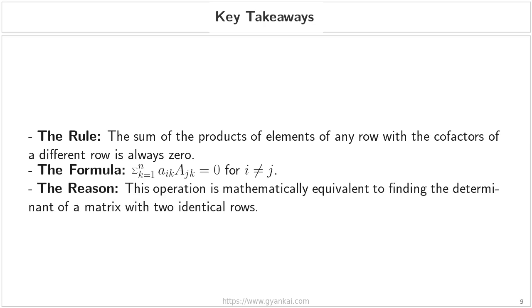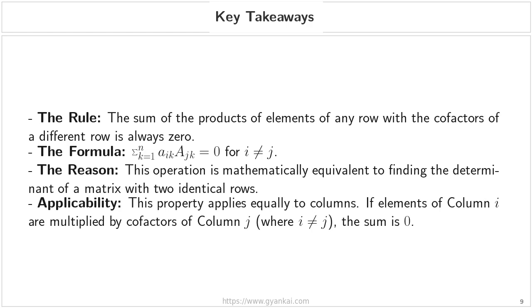Now, if you are wondering why this happens, and as we saw in our logic slide, it is because this specific operation is mathematically equivalent to calculating the determinant of a new matrix where two rows are identical. And as we know, any determinant with two identical rows must be 0.